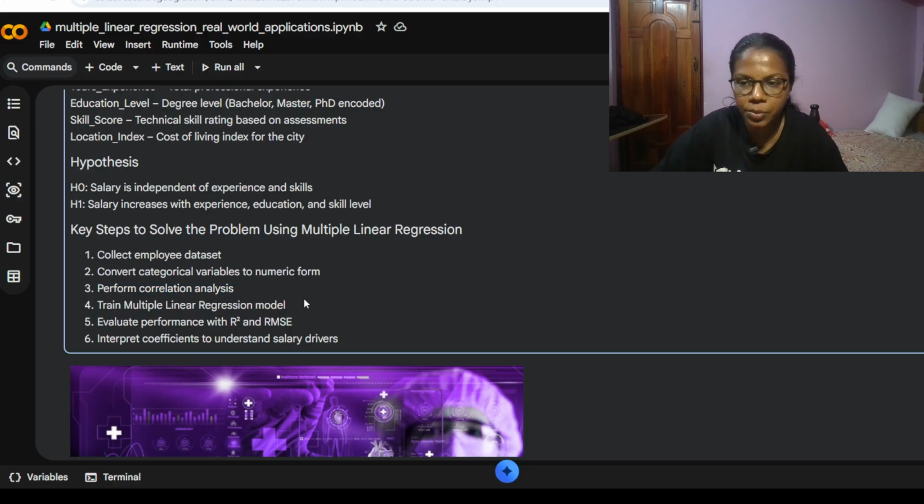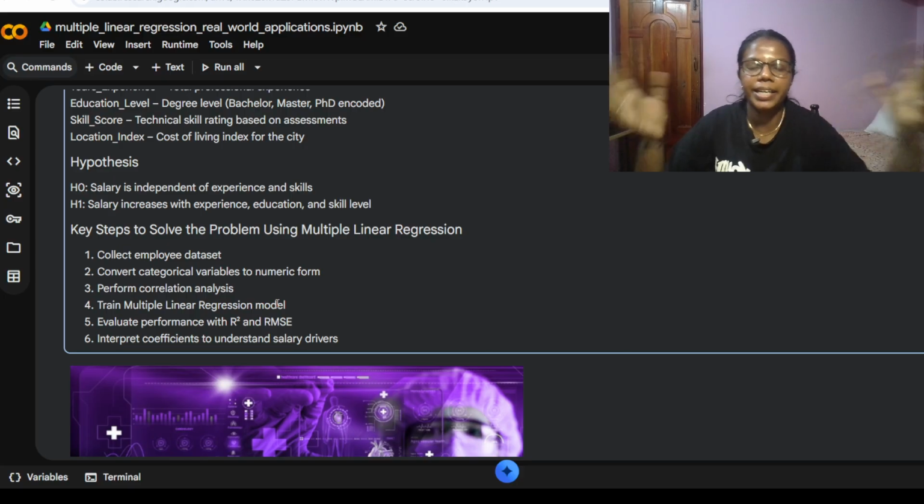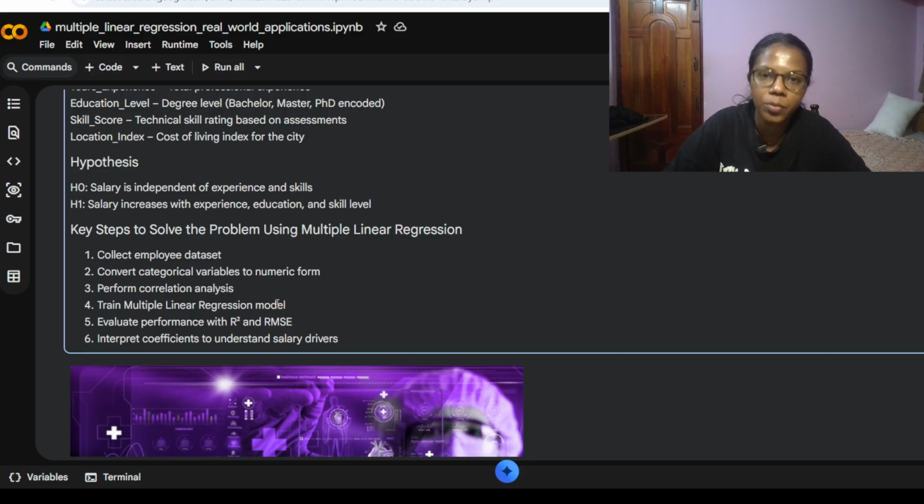The next step could be training my ML model. After doing all these important steps, obviously I'm going to give my data to my training model. The next step is, after training my model, I need to check if my model is working or not. For that, I do have an evaluation step using my evaluation metrics. And the final step is interpreting coefficients.